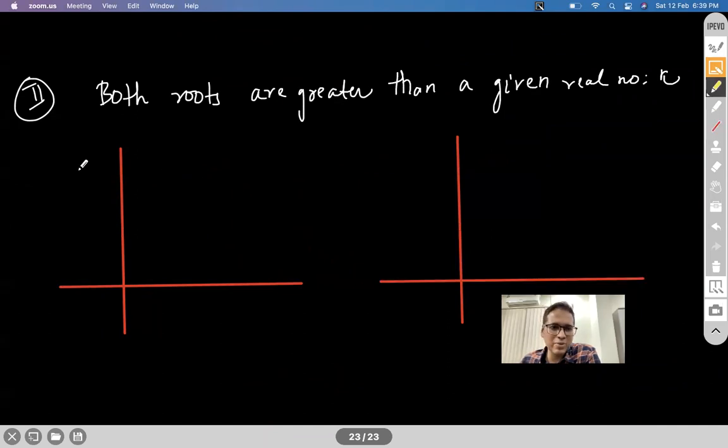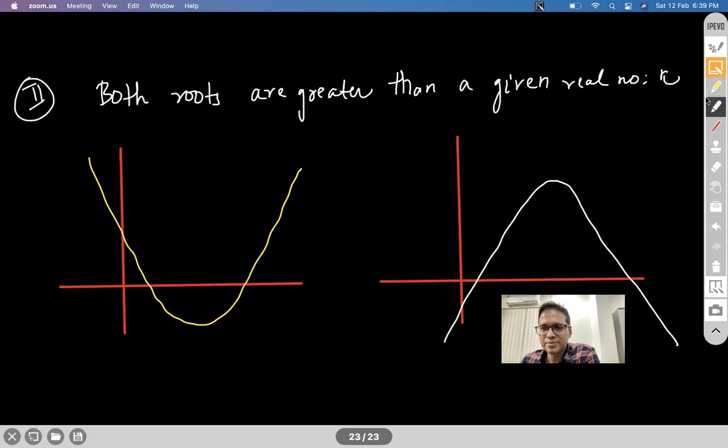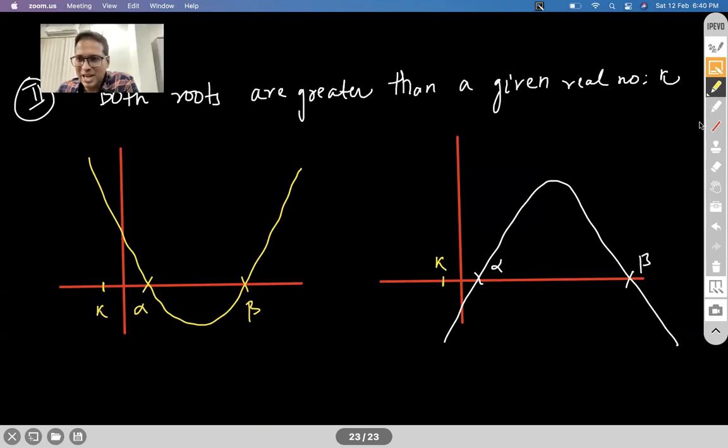For your convenience, I'm going to draw the two graphs which you will require. One is an upward opening parabola. The other is a downward opening parabola. You want both your roots to be greater than k. That means k should lie somewhere over here. By the way, if I'm making it in the negative direction, that doesn't mean k is a negative number. It's just that it happened that way in the diagram. Tell me the conditions that must be satisfied.